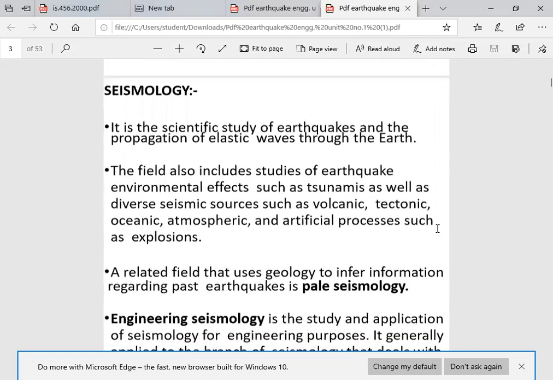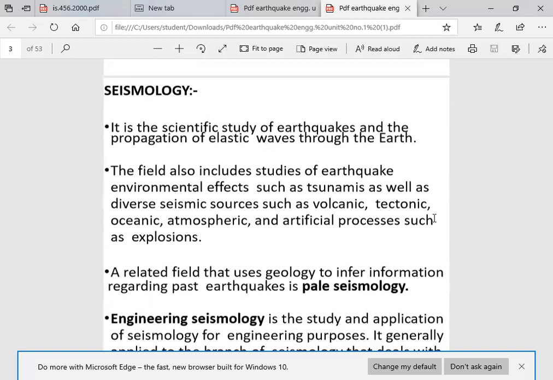Seismology, what is seismology? Earthquake engineering is what we call seismology. Seismology is nothing but the study of earthquakes. Whatever study we do of earthquakes, that is what we call seismology.